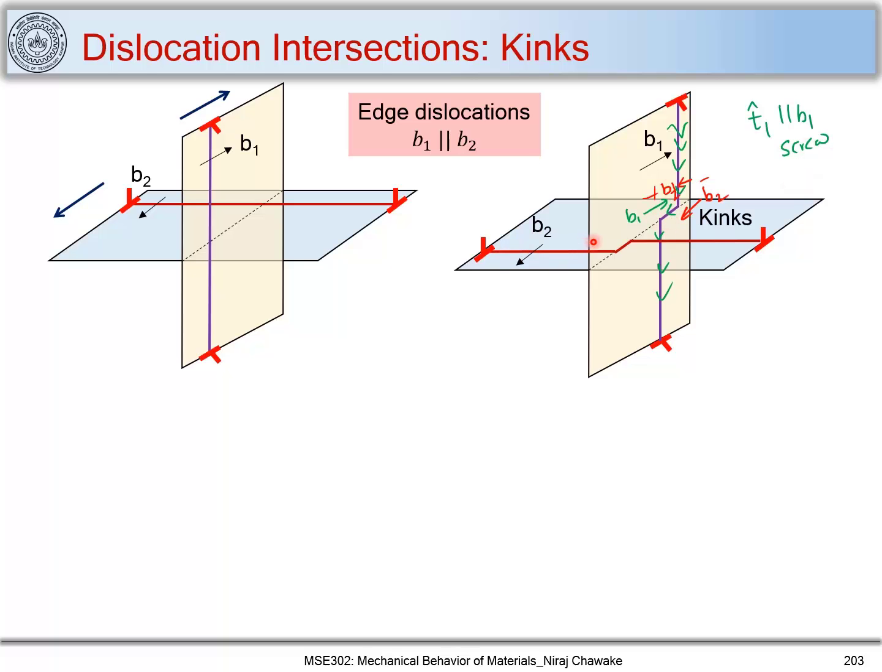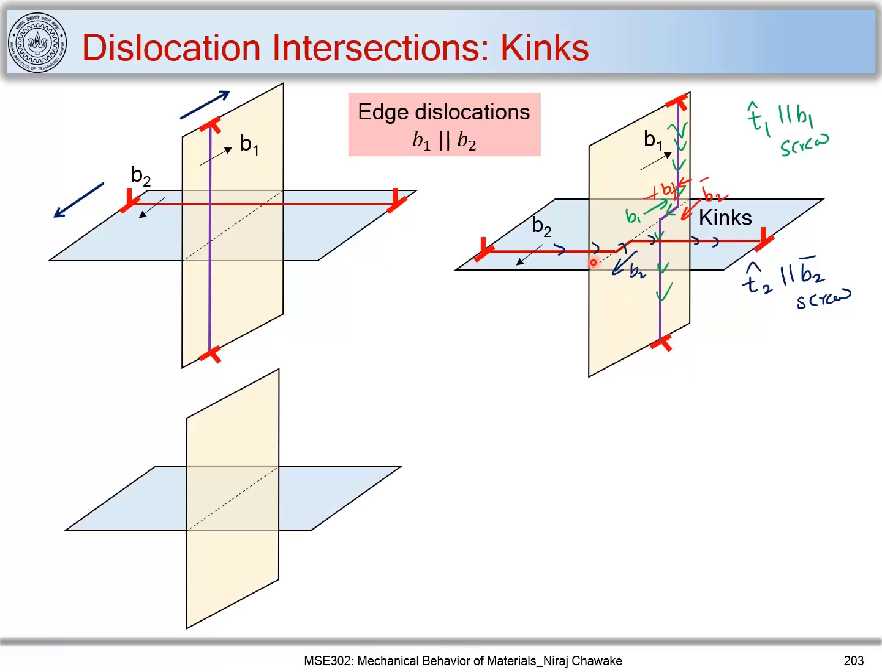So this is an edge dislocation, and the kink formed on it has a skew nature. Similarly, let's find out the nature of this kink on the dislocation B2. To do that, find out the tangent vector. So tangent vector is in this direction, and B2 will be along the same direction. So we have T2 parallel to B2, and thus this also has a skew nature. So the kinks formed on B1 and B2 have a skew nature.